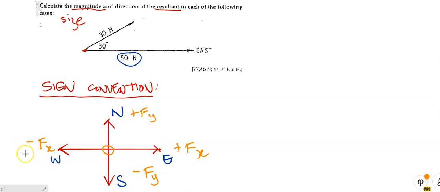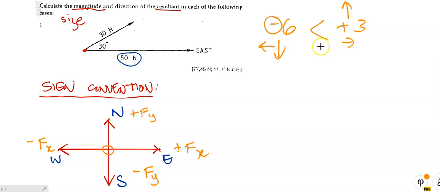No, the sign here indicates direction. In maths, we say that minus 6 is a number that's smaller than plus 3. But in engineering and applied mechanics, the minus sign indicates direction. If that's a force there, it means this force is going to the left and that force is going to the right, or that force is going downwards and that force is going upwards. So you need to get it worked out in your head.